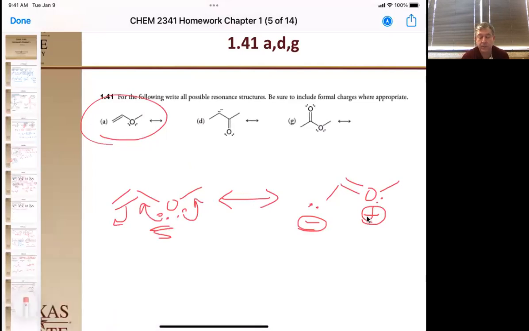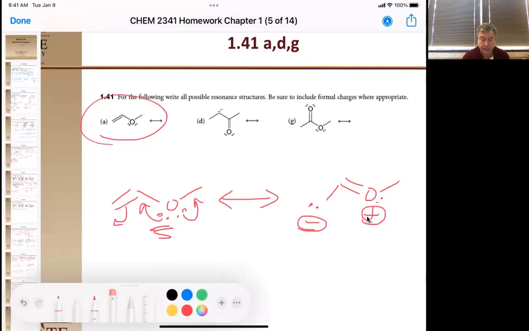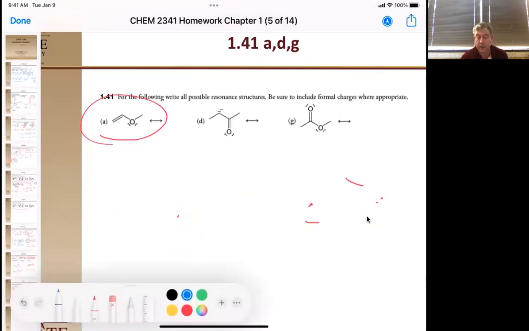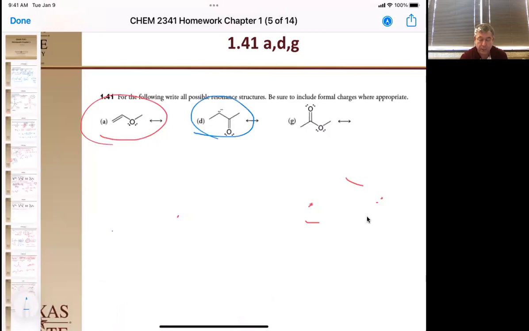So I'm going to do this last one here, D, as our last example for this one. Erase objects. And we're going to see what that does here. We're going to start with two lone pairs on the oxygen and one lone pair on carbon with a negative charge, and we're going to draw a resonance structure for it.